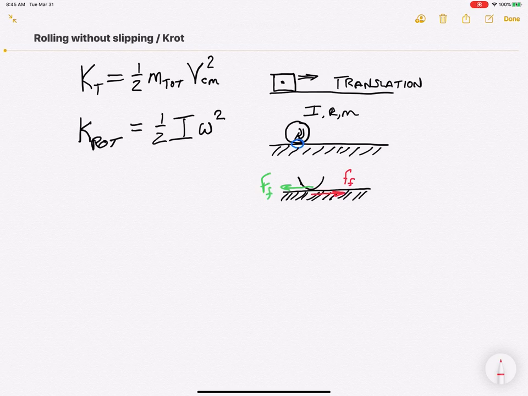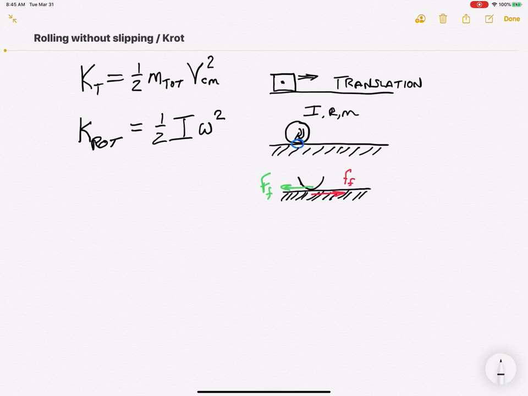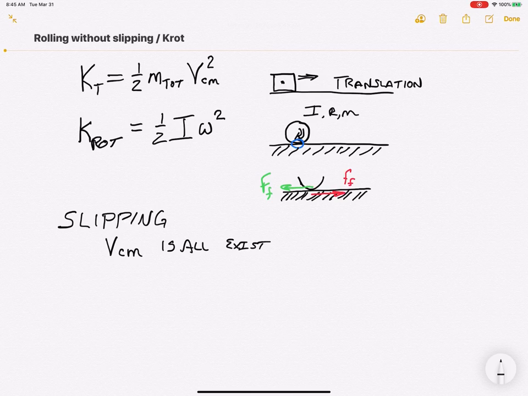And you've experienced this if you've ever spun out. You spin your wheels like crazy and they don't go anywhere. That is a condition we call slipping. Slipping is when the velocity of the center of mass is all you have. Because this is the no friction case, the velocity is just going to slide right across. Most importantly, without slipping, we don't get a rotational motion.